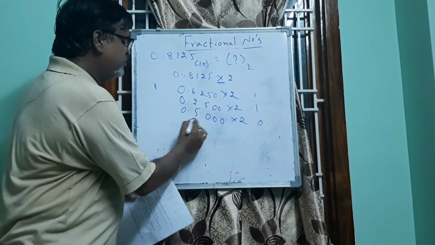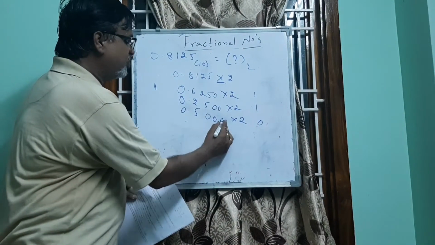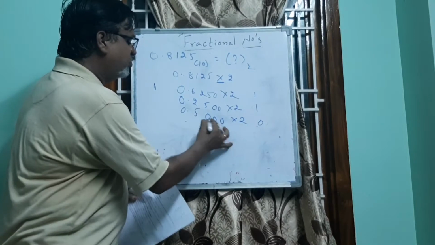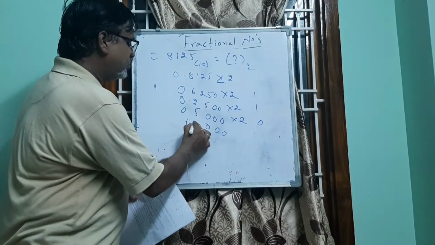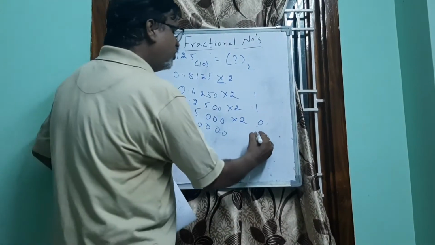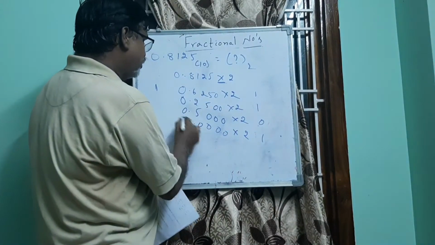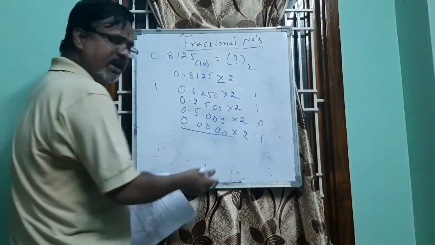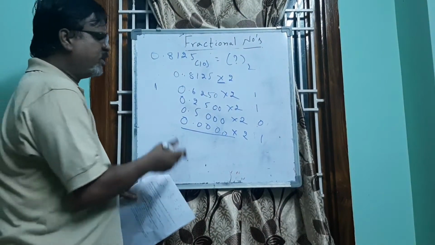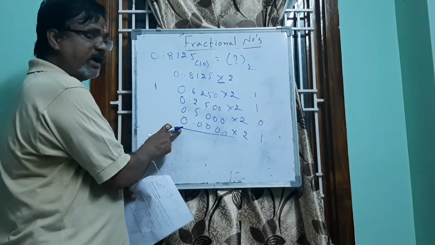So here 0, 0, 0, 5, 0. So 1. So 2. Here you are putting 0. So 0, any number of times you multiply, you will get 0. So that's why you continue till you get 0.